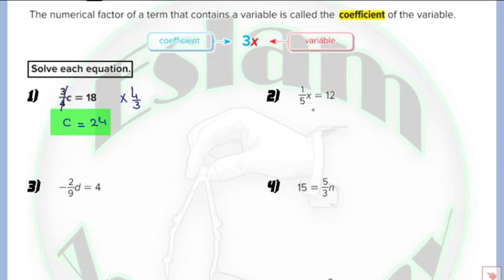1 over 5x equals 12. To solve the question, we just multiply by the reciprocal of the fraction. 1 over 5, its reciprocal will be 5 over 1. So just multiply all of the equation by 5 over 1. 1 over 5 multiplied by 5 over 1 will be equal to 1. So the remainder now will be x. 12 multiplied by 5 over 1 will be equal to 60. So the solution will be equal to 60.